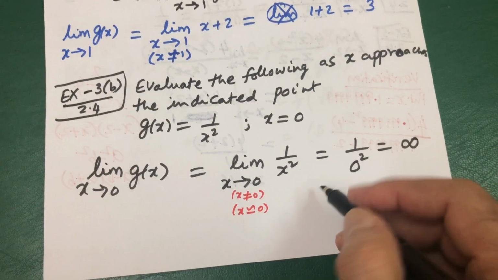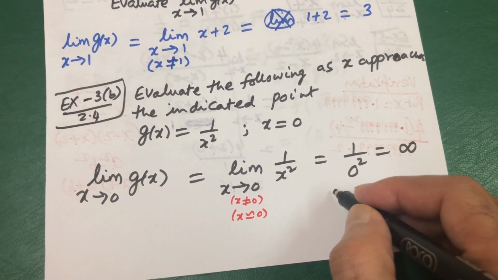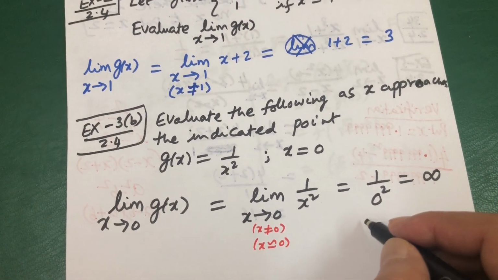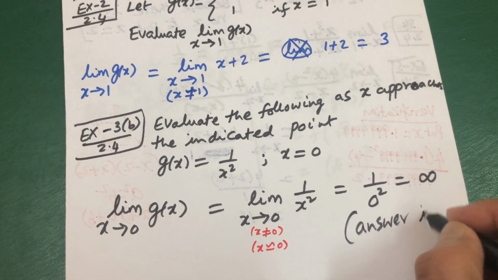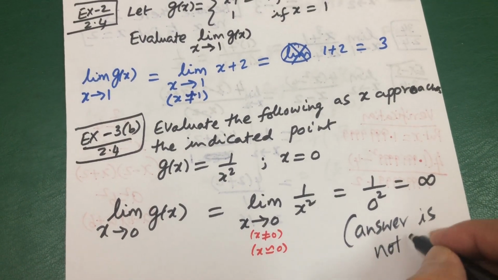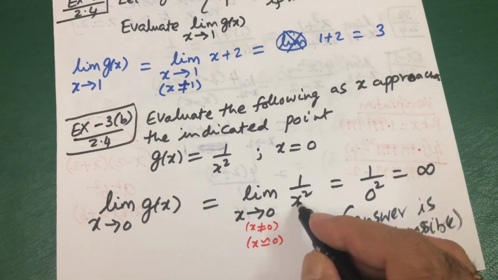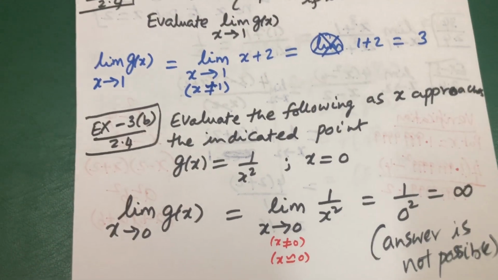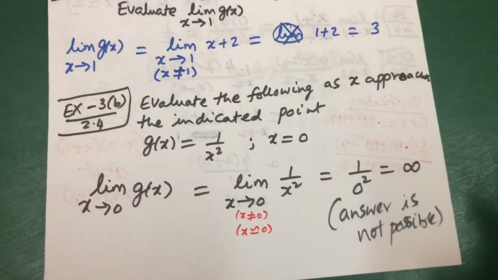You can say we cannot do it, or I simply say the answer is not possible. So instead of saying not possible, I put x equal to 0, 1 over 0 squared, it is infinity. When I say infinity, I automatically understand that the finite answer is not possible.